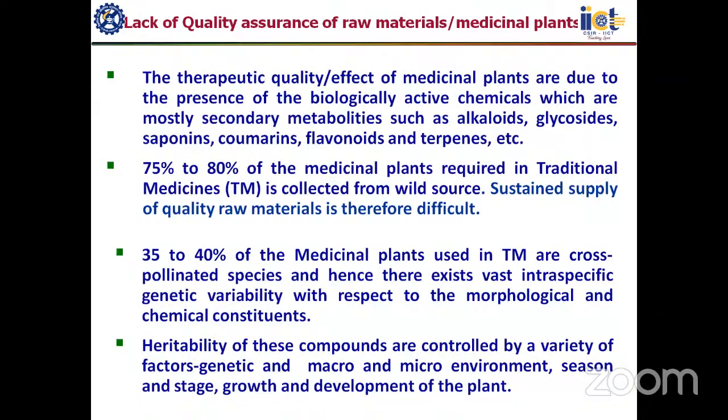Similarly, the medicinal plants used in traditional medicines are cross-pollinated species, and a variety of factors, genetic factors, macro environment, season, and stage of growth and development also influence the plant. So if you collect the raw material in one season, say the summer season, that affects the existence of the compounds in the plant. So height and environment, as well as the season, also influence the compound.